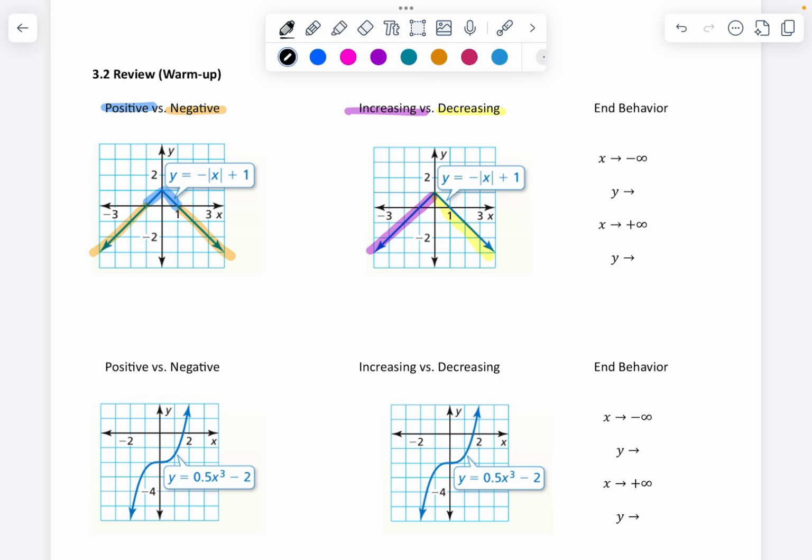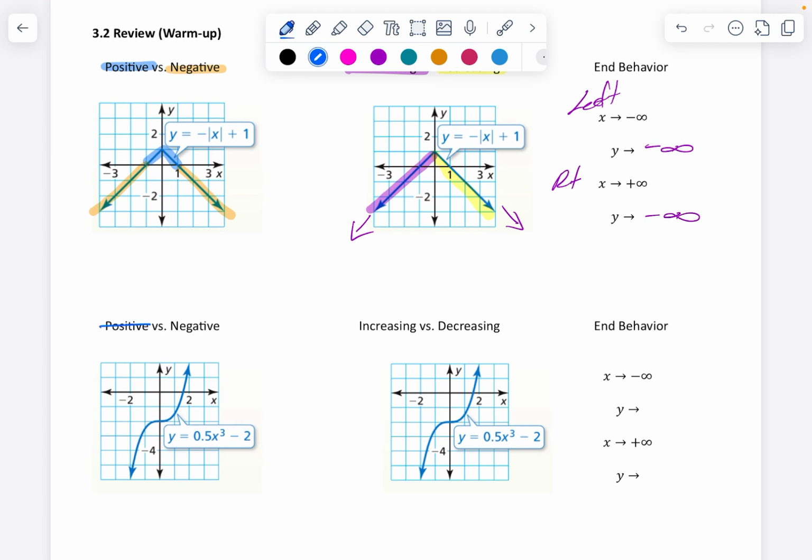End behavior. End behavior is what's going on as we go to the left, as x gets smaller and smaller, what's happening? Well, the y values are getting smaller and smaller. As we go to the right, it's also getting smaller and smaller and smaller. So there we go.